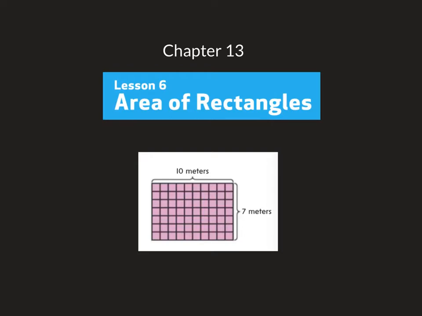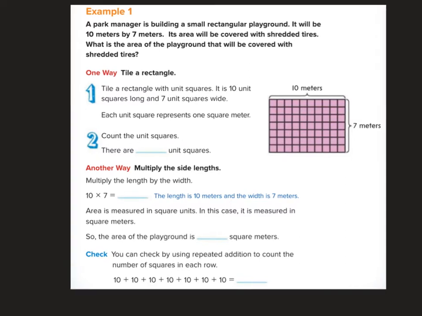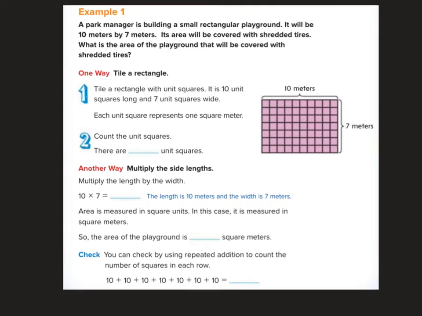Let's get started. A park manager is building a small rectangular playground. It will be 10 meters by 7 meters. That means one side's 10, one side is 7, and we know that it's a rectangle. So if this side is 10, then the opposite side's 10. And if this side is 7, then the opposite is 7. We have to use what we know about our shapes to know what we're talking about here.